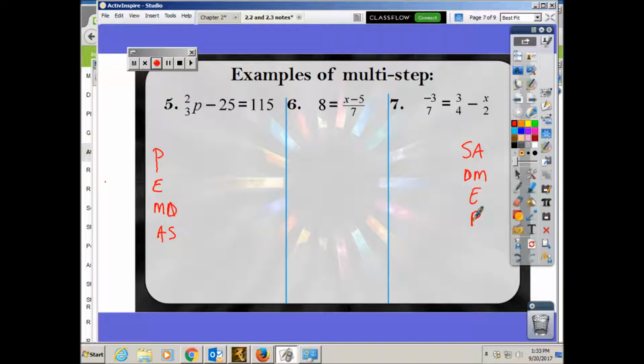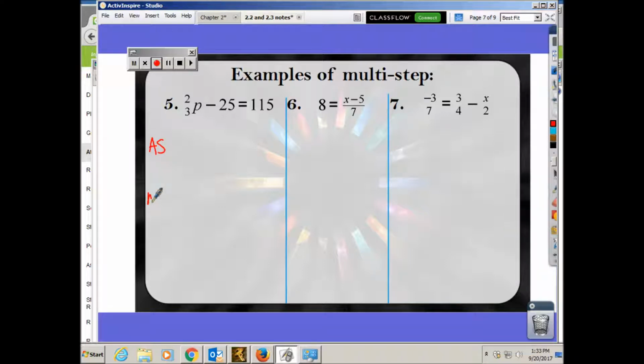So we are first getting rid of the addition and subtraction. Then we are getting rid of the multiplication and division. As we go on in the year, we will then have a situation where we will have exponents, and situations where we have grouping symbols. We don't have that now. So pretty much, when we do this, you are first going to get rid of your addition or subtraction, and then you're going to get rid of your multiplication or division.